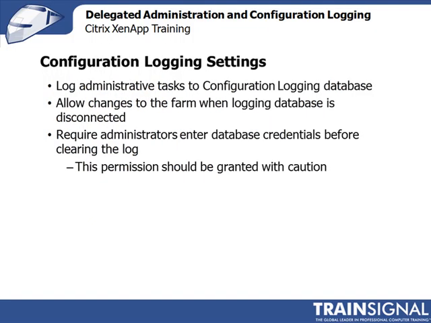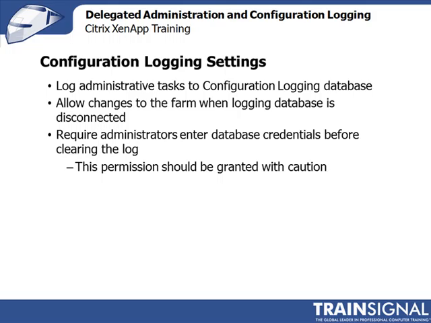Now, I'll show you these when we get into the demo portion as well, but some of the configuration logging settings that you can set: you can log administrative tasks to the configuration database. So anything that the administrator does, those tasks are logged to the database. There's a checkbox where you'll be able to do that. And you can also allow changes to the farm when the logging database is disconnected. Basically, if the logging database isn't available, do you want to allow changes to be made to the farm? If you disable this, then when the logging database isn't there, they can't make these changes.